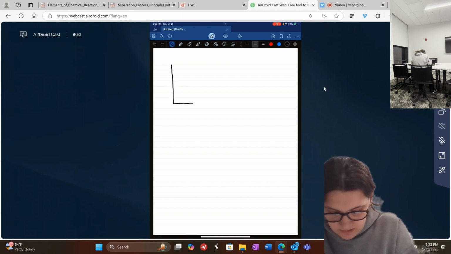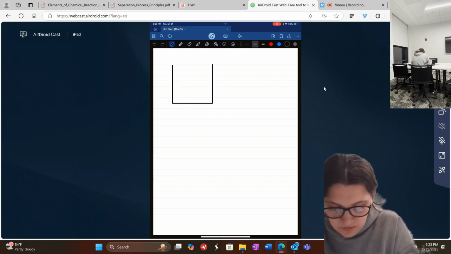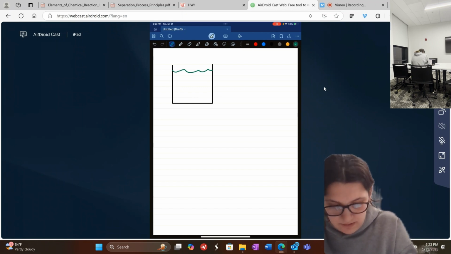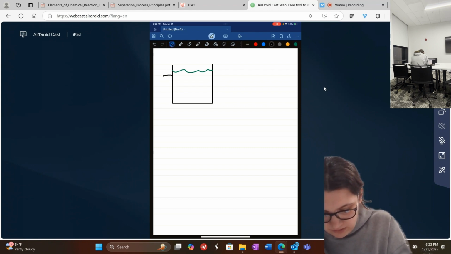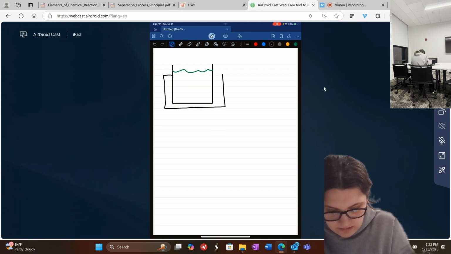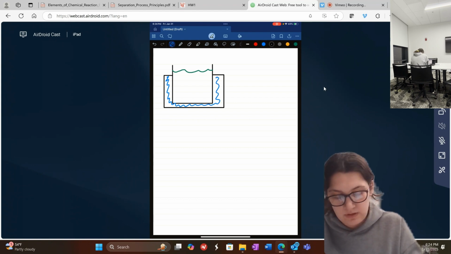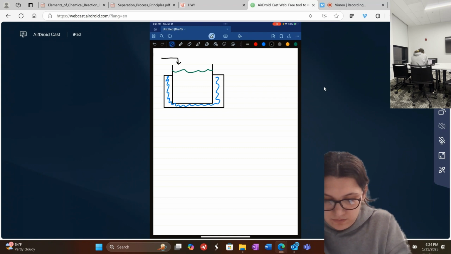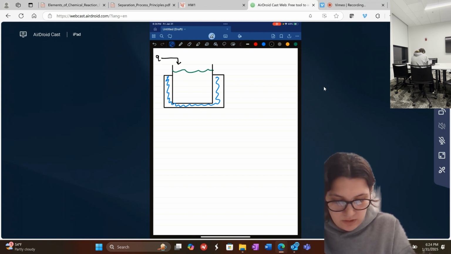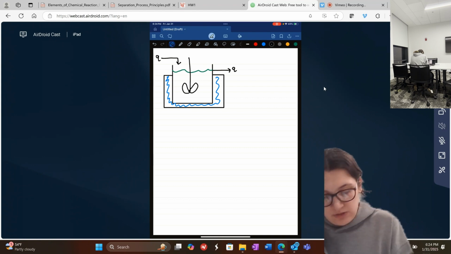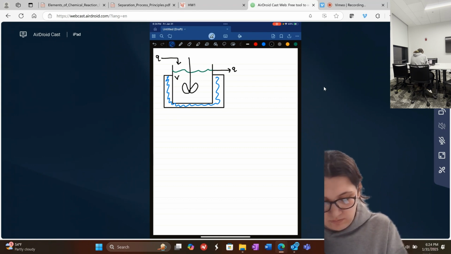So we have a CSTR here with some fluid in it. This reactor has a cooling jacket on it, coolant in there. There is a flow into the reactor, the same flow coming out. There's our stirrer. This reactor has a constant volume.